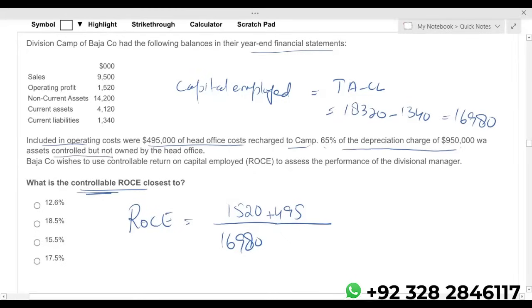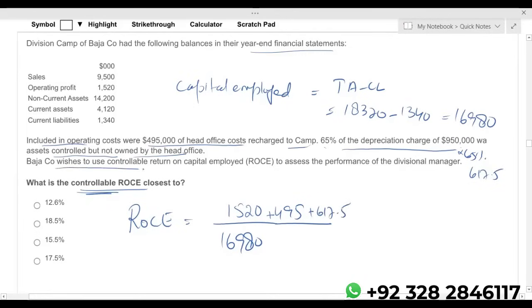65% of the depreciation charge of 9,50,000 was on assets controlled but not owned by the head office. So the total depreciation is 9,50,000. Out of that, 65% represents assets which are controlled by the head office. Whether owned or not, it is not controlled by my division. It is controlled by the head office. So 65% of the depreciation is not controllable by us. 950 into 65% is 617.5.